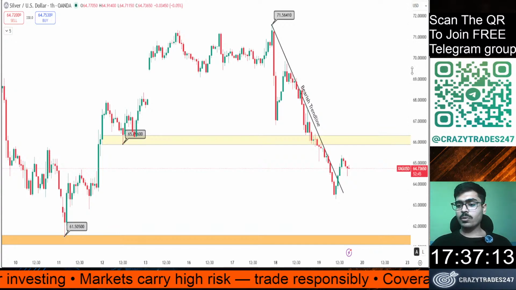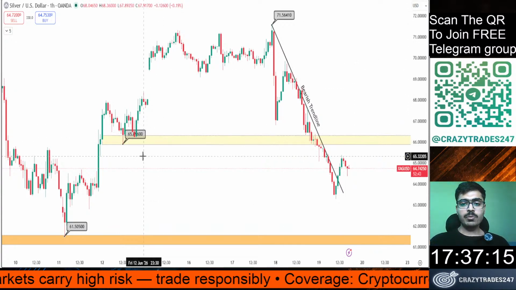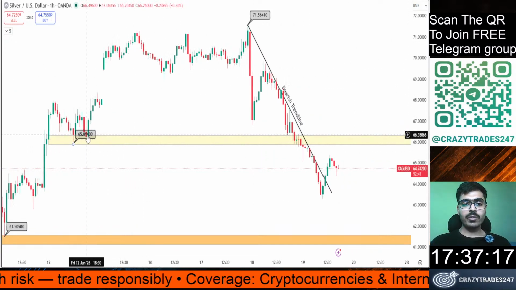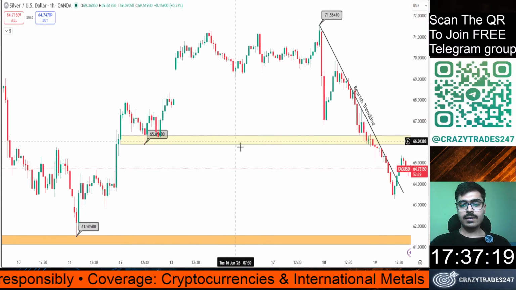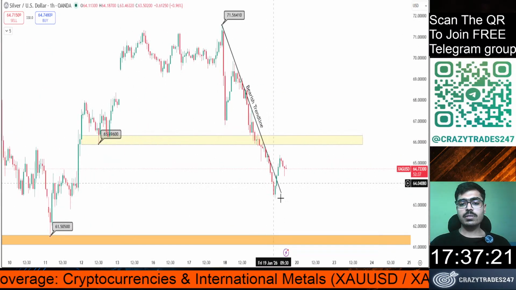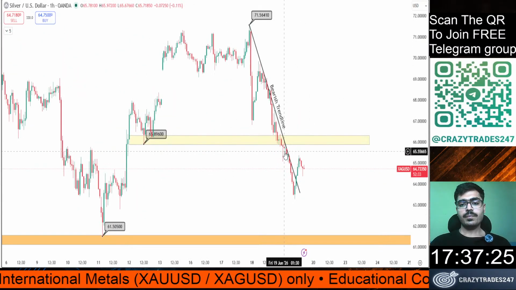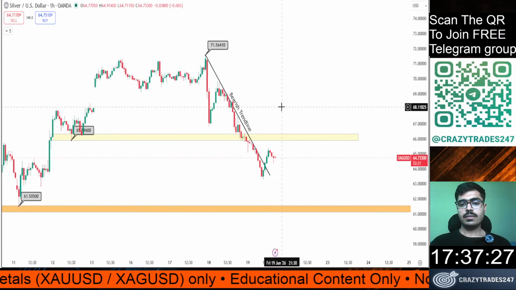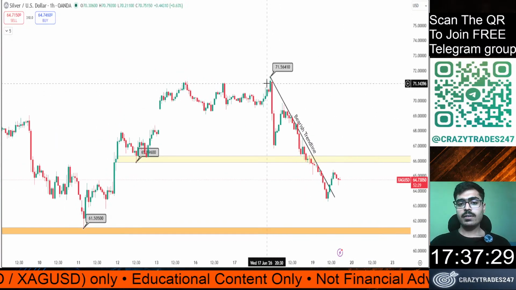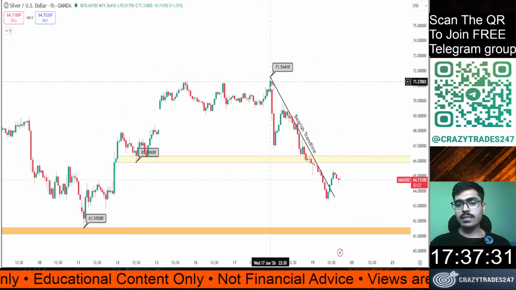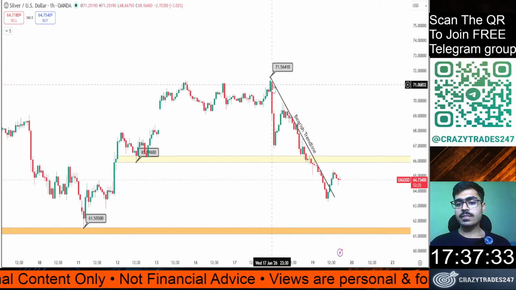So we are talking about silver. Yes, silver broke below this level of 65.896 and it is now consolidating below this level. And yes, when price faced retracement at this level of 71.56, it started.